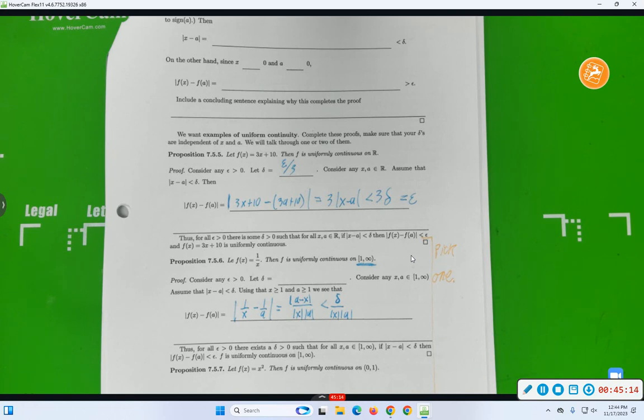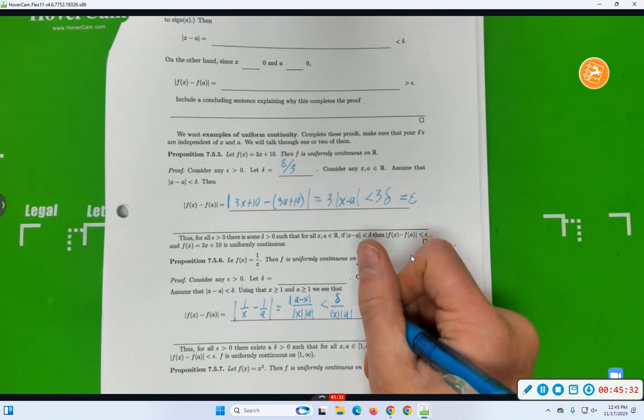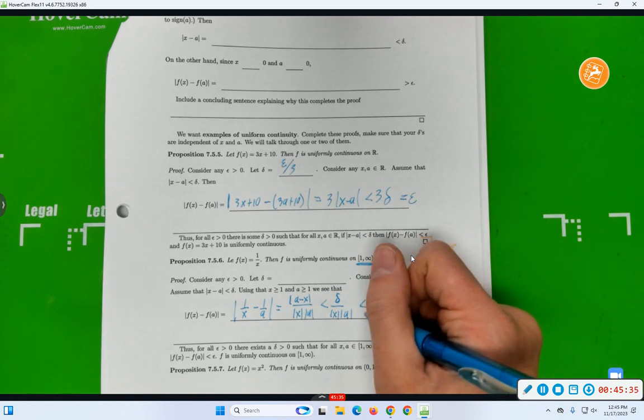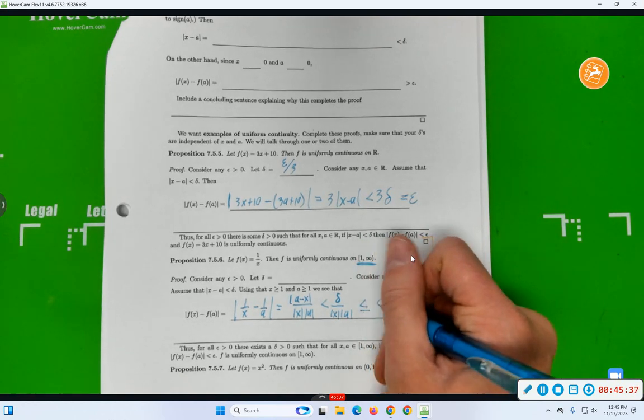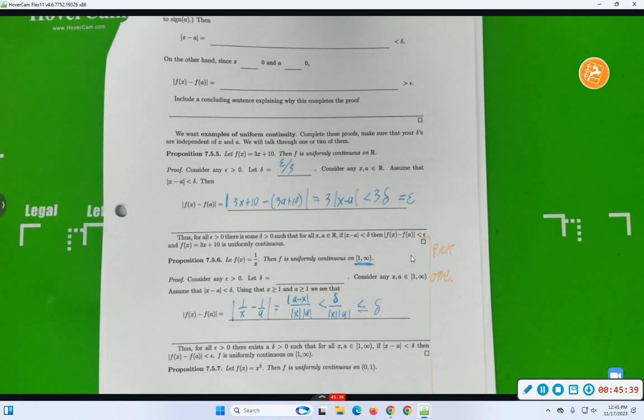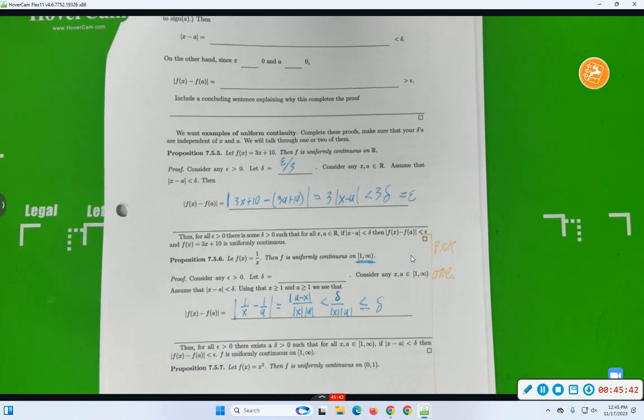What would you like to do with this next? x is greater than or equal to 1 if a is greater than or equal to 1. So, delta over absolute value of x times absolute value of a is less than delta, or equal to, because these were less than or equal to's. Oh, so what seems like a good choice of delta in this problem?